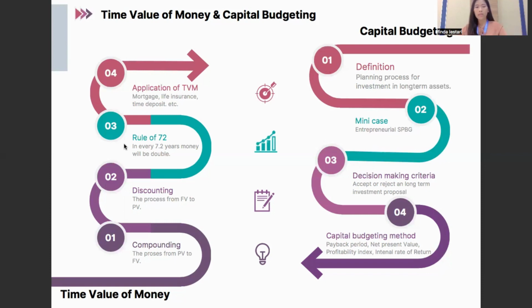And then how about capital budgeting? The definition of capital budgeting is the planning process of investment in long-term assets. We also learned about implementing capital budgeting in many cases of entrepreneurial SPBG, and about decision-making criteria. We want to accept or reject a long-term investment proposal, and the capital budgeting methods such as payback period, NPV, IRR, and etc.